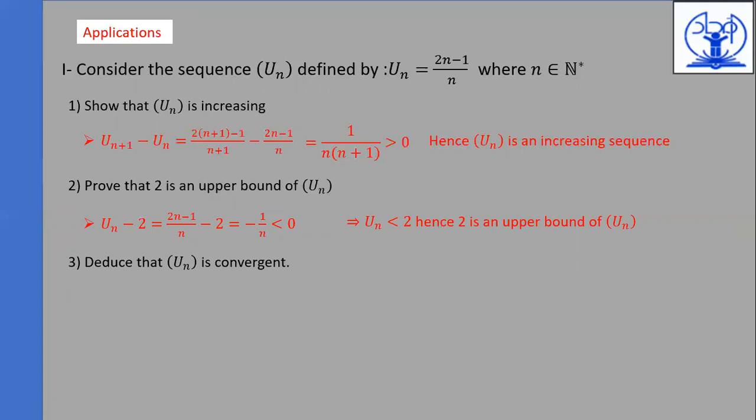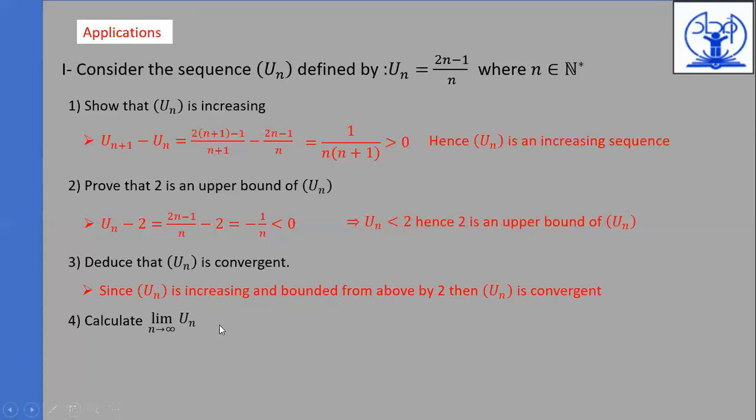To deduce that the sequence is convergent and to use the previous two parts, you need to use the theorem we have talked about, which is, since the sequence is increasing and bounded above by 2, then it must be convergent to an element L. By the way, since the sequence is increasing and bounded above by 2, the limit must lie between two values: the first term, where it started and increased, and the upper limit. So the limit must be included between u_0, or u_1 actually, and 2, or equal.